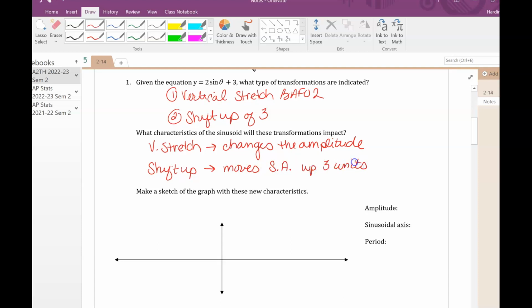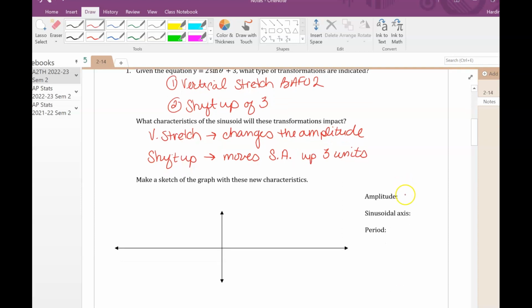So then how could we use those ideas to graph it? Well, I know now that the amplitude is going to be 2. It's 2 times as big as it was before. The sinusoidal axis is going to be shifted up 3 units. So instead of being at 0, it's going to be at y equals 3. The period of the graph has not been impacted by these things, so it's still 360 degrees.